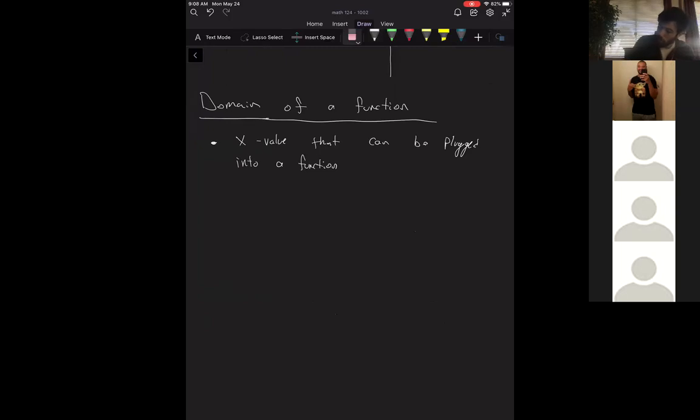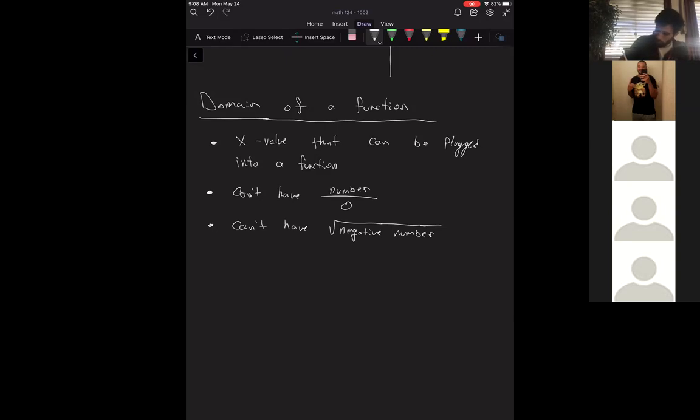Actually, before we do that, let's talk about things that we can't have. We can't have a number divided by 0. So this can't happen. And then we also can't have the square root of a negative number. For now, these are the only two things that we need to worry about for domain: square root of a negative number and a number divided by 0.